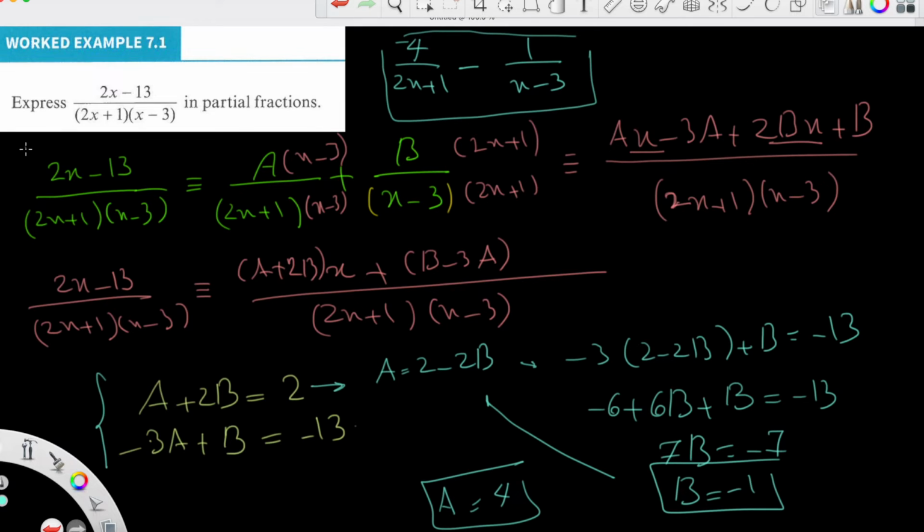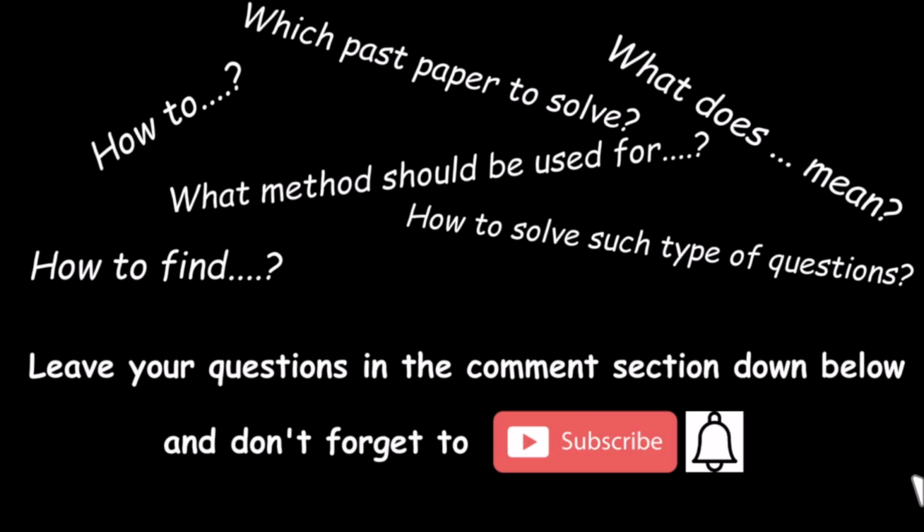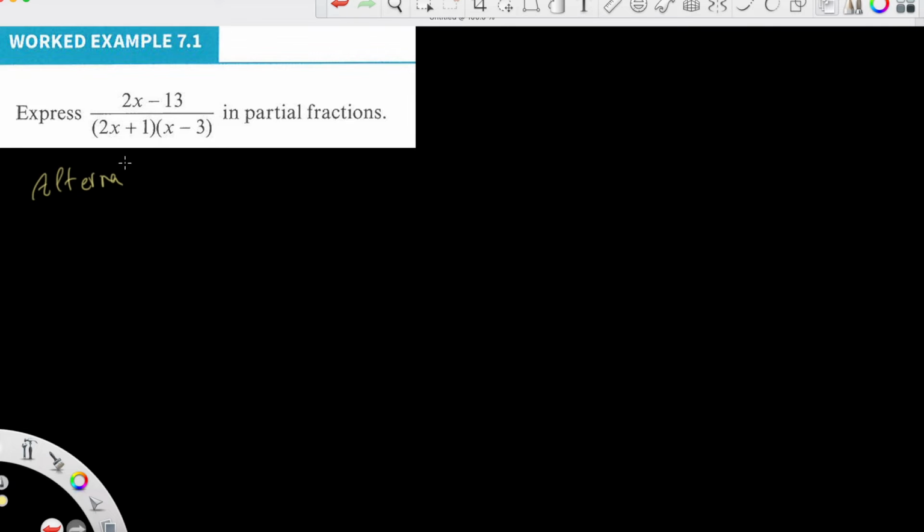So it was alternative 1. It is the first method. Now we will solve the same question using another method, which is choosing values. Now alternative 2, choosing appropriate values.